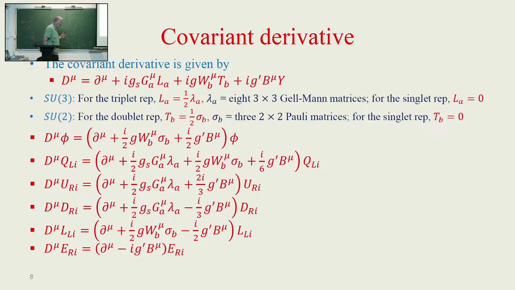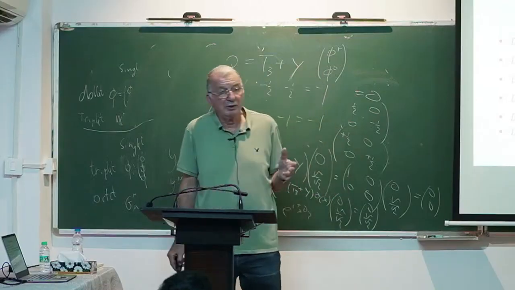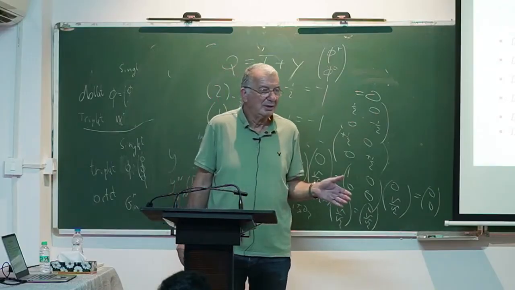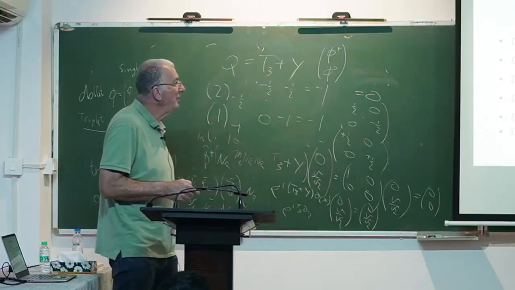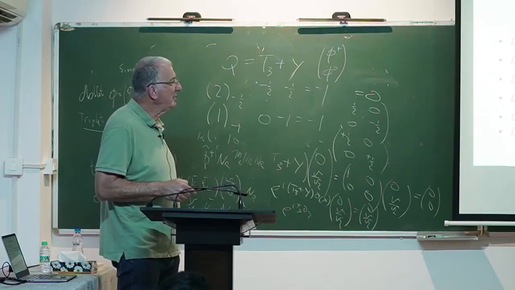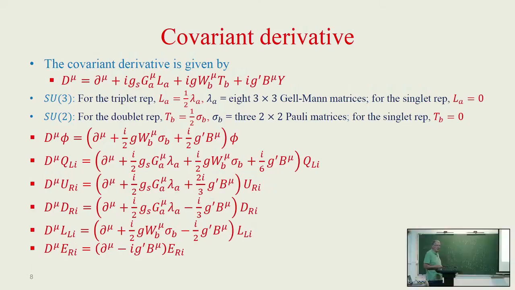All the fermionic and scalar fields introduced are also in just two representations of SU(2), either singlets or doublets. So also here we just have to know these two. For doublets, the generators are half of the Pauli matrices, 2 by 2 matrices. For singlets, the generator is 0. So this is how the covariant derivative acts on each of the five different representations.